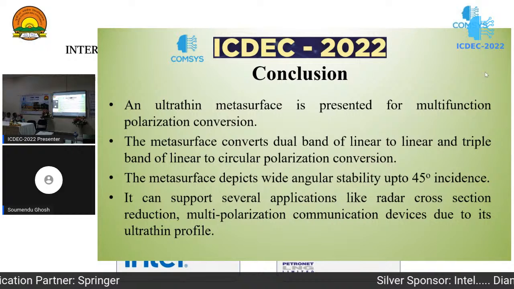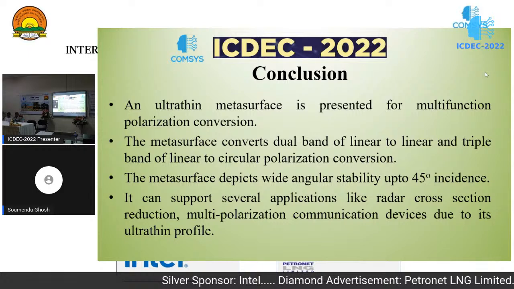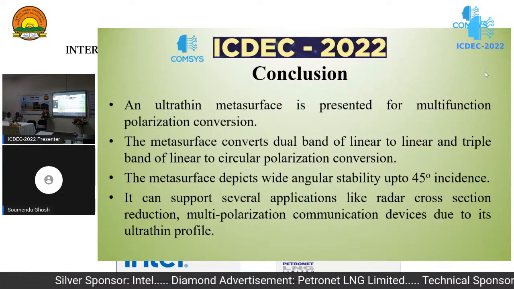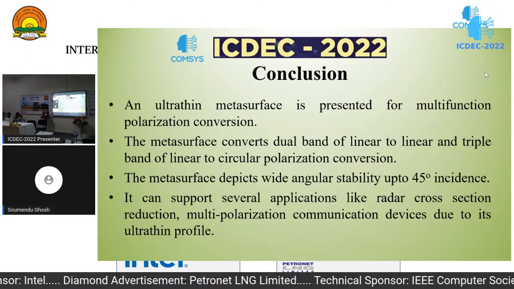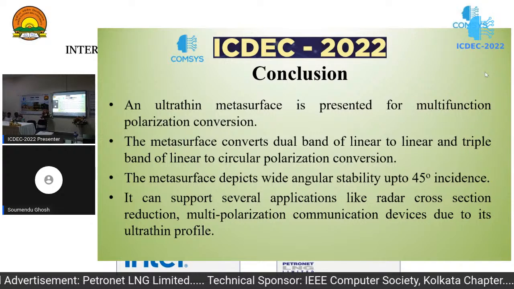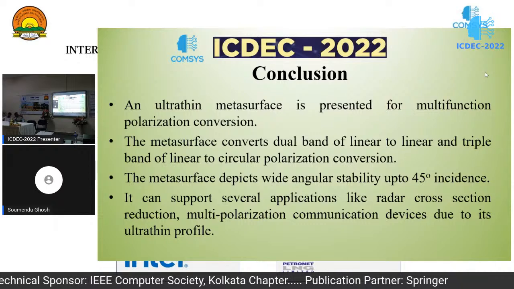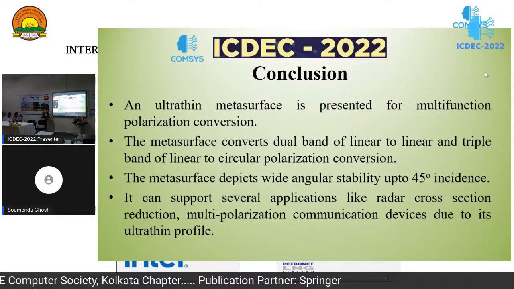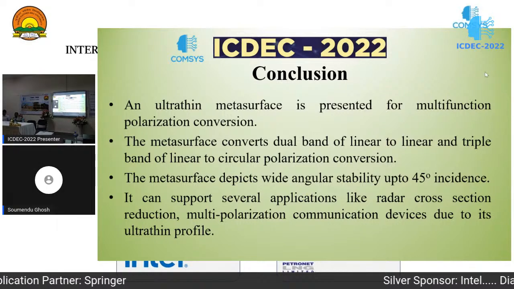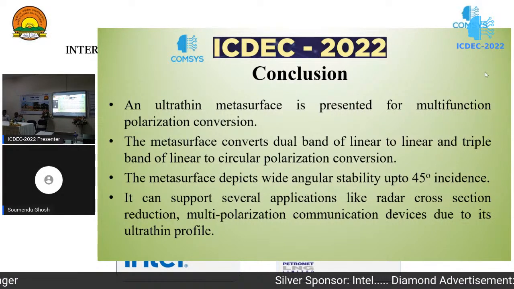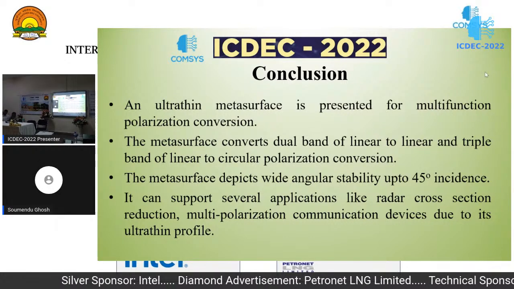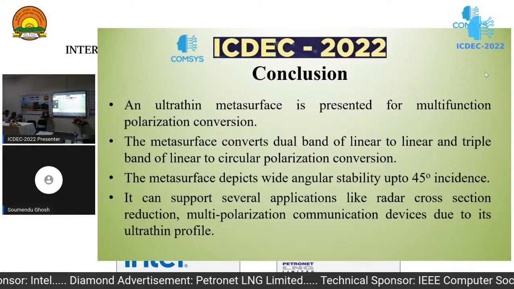And we can conclude that we have proposed an ultra thin metasurface, which we can easily mount on a surface where polarization conversion is required, and it converts dual band linear to linear polarization and triple band linear to circular polarization. It depicts 45 degree angular stability, and several practical applications like radar cross section reduction and multipolarization communication devices require this polarization converter metasurface.